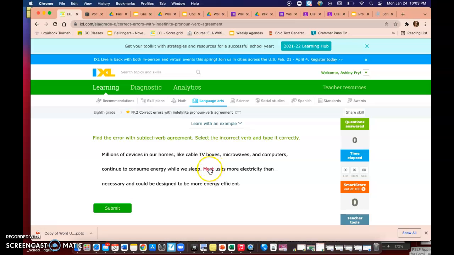And because this is a plural pronoun, we're going to use the plural verb, which is just use. Most use more electricity than necessary. Okay, and notice how that even sounds better. Most use instead of most uses. That doesn't make sense, most uses.